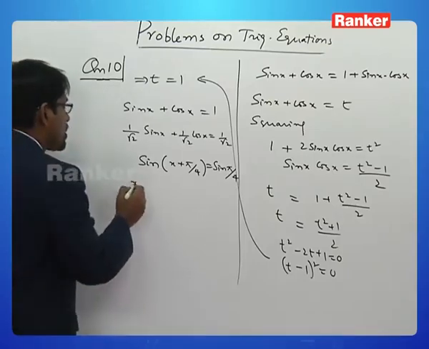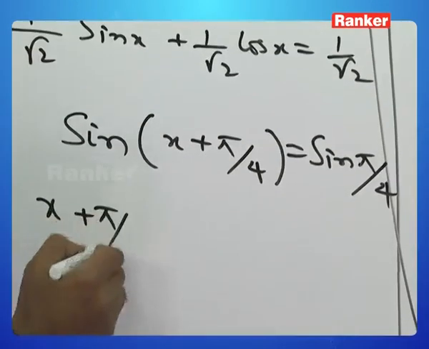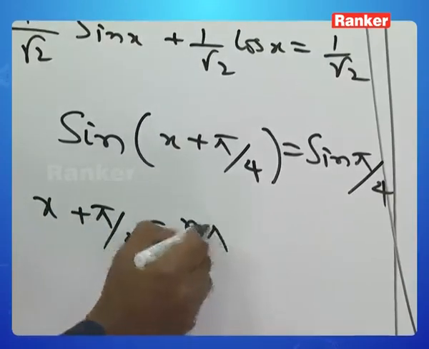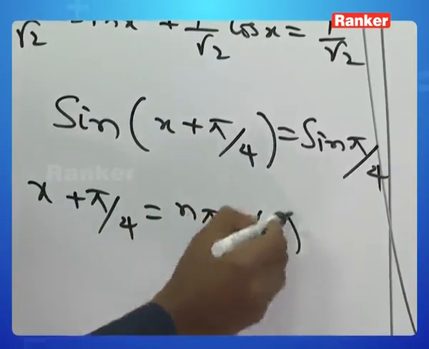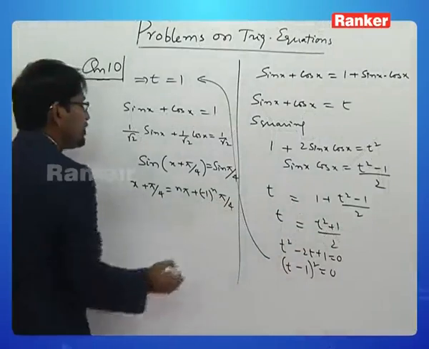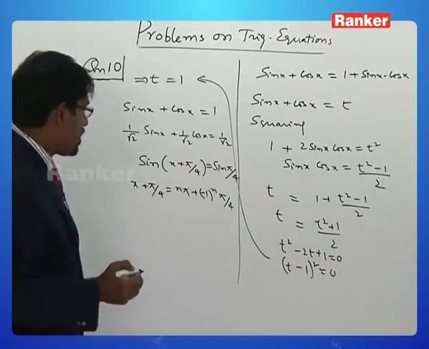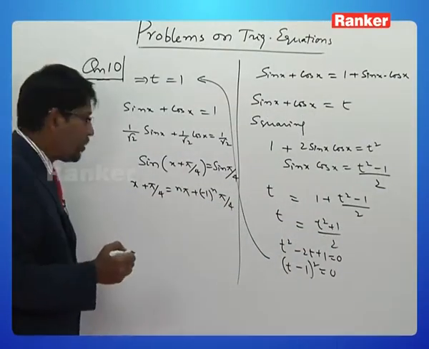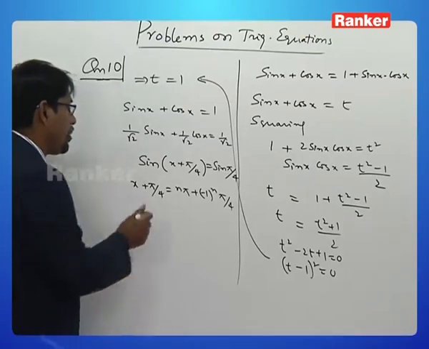This gives us the general solution. x plus pi by 4 is equal to n pi plus minus 1 power n into pi by 4. So clearly, what do we get from here?